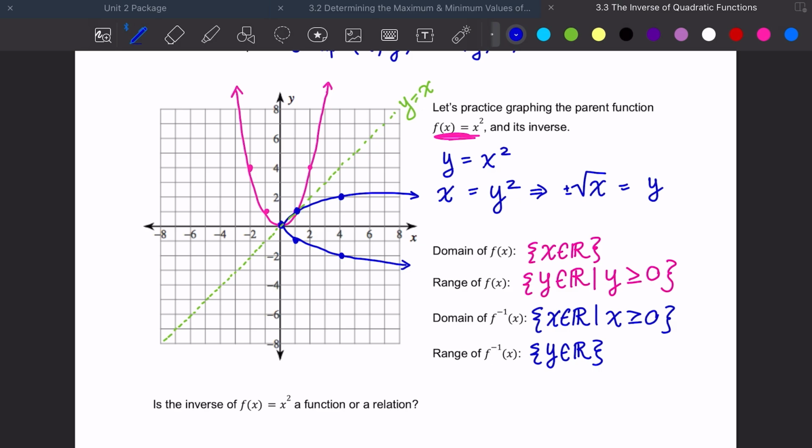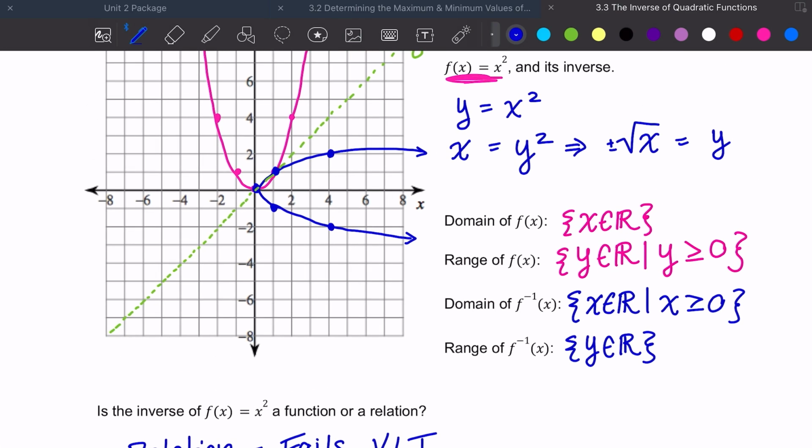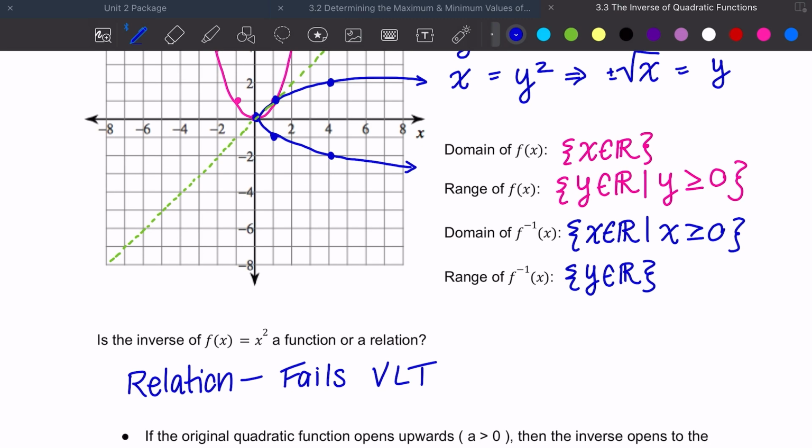It's a relation. Why? It doesn't pass the vertical line test. Relation. Fails VLT, not BLT, right? If I run my pencil through this, I am touching two x values at once. It is not a function, and that is true for everything onwards, right? It's touching 2 points always. So it fails the vertical line test.